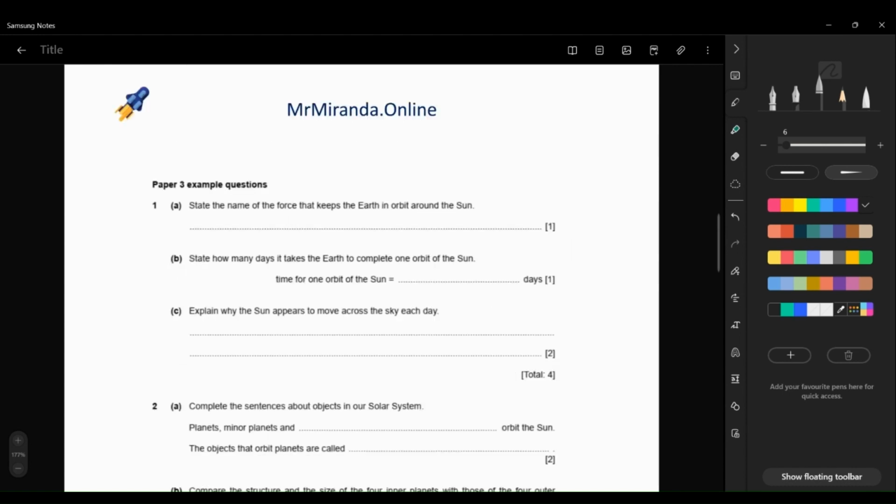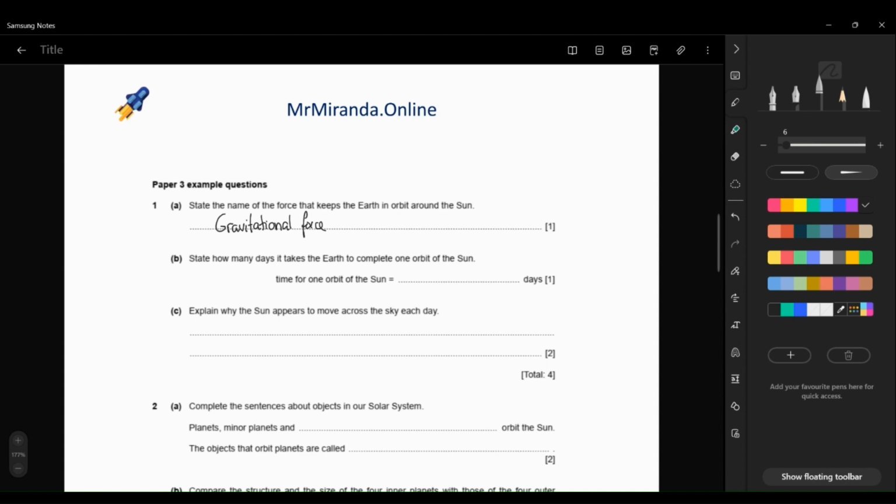Paper 3, question 1. State the name of the force that keeps the Earth in orbit around the Sun. This question is simple. The force that keeps the Earth around the Sun, or any object in orbit of any other larger object, is the gravitational force.